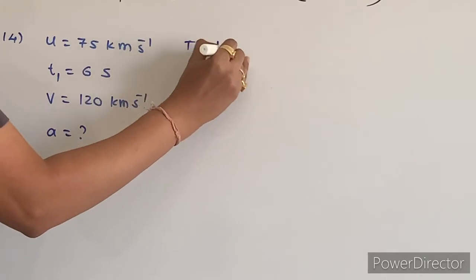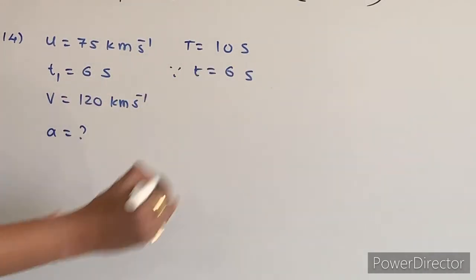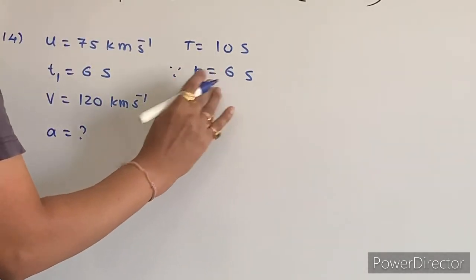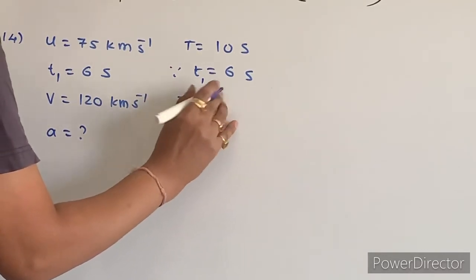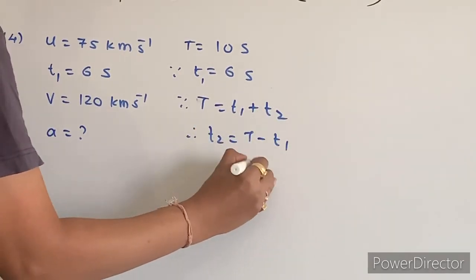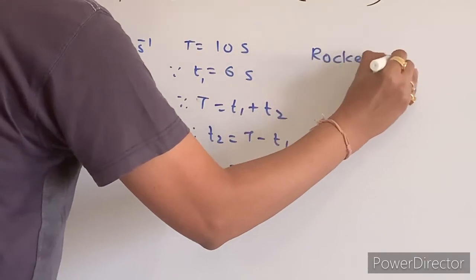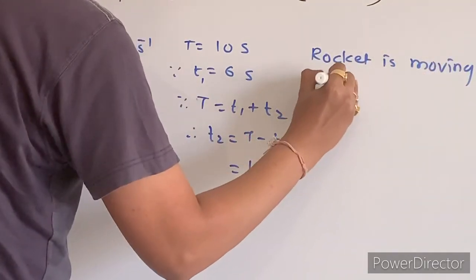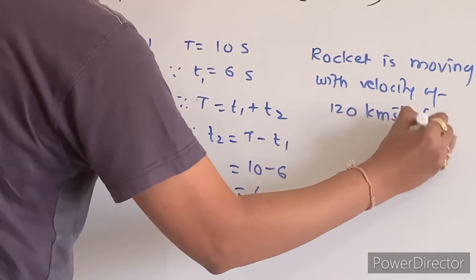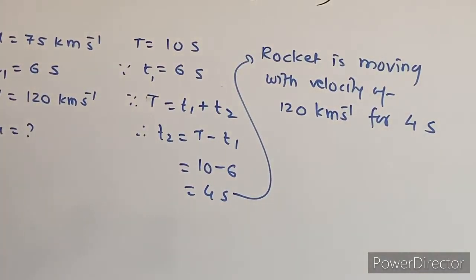So capital T is given as 10 seconds. But what they are saying is T1 is equal to 6 seconds, because the motor was started only for 6 seconds. After that it is moving. So I can write, since capital T is T1 plus T2, T2 is equal to capital T minus T1, which is 10 minus 6, equal to 4 seconds. So this rocket is moving with a velocity of 120 km per second for 4 seconds.